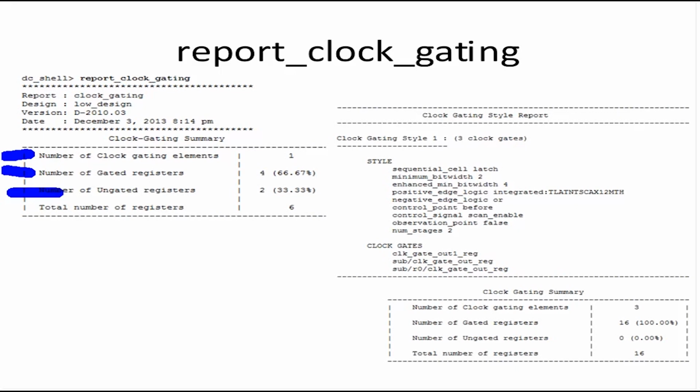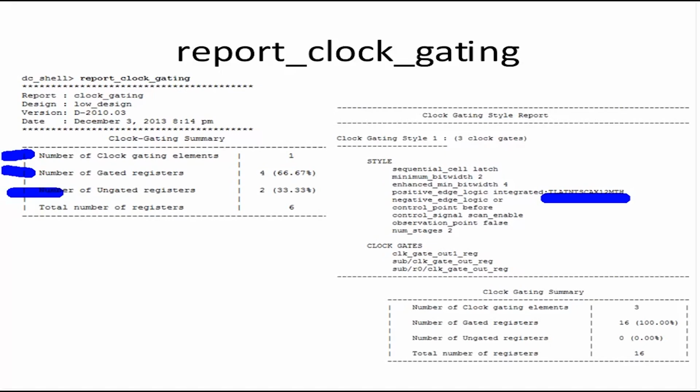On the right-hand side, the report is more verbose. It tells us that there are 3 clock gatings which conform to clock gating style 1. What is that style? Sequential cell is latch, minimum bit width is 2. I am not sure what enhanced minimum bit width means. Positive, this is the integrated cell that is used from the library. Negative edge logic is OR. Control point is before. Control signal is scan enable.